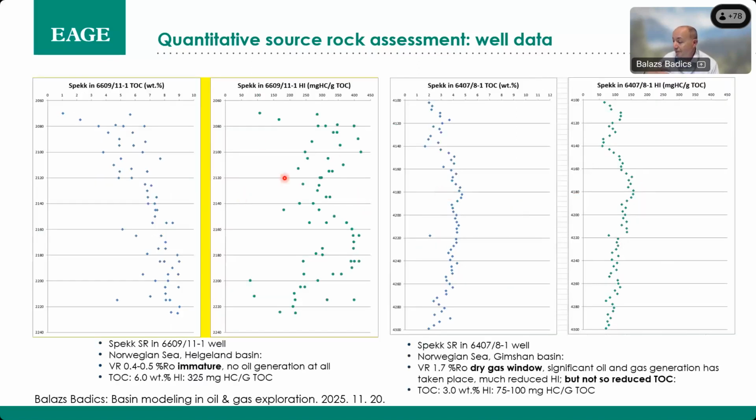You can show examples from any place, from Angola, Namibia, Pannonian Basin, and so on. This one is from the Norwegian Sea. On the left-hand side, you see a very shallow, very good quality source rock in the Helgeland Basin in mid-Norway. There you see on the left-hand side the TOC histogram in depth, and then the hydrogen index. And you see this has about 6–7% TOC, very good quality.